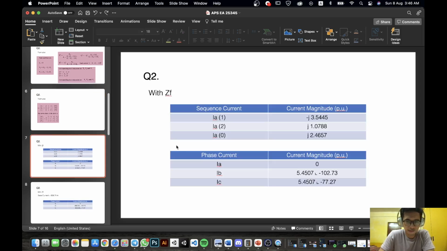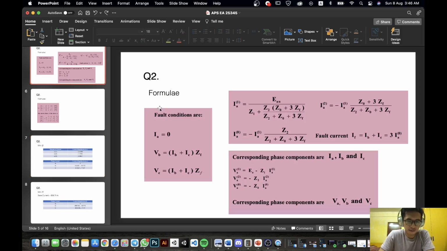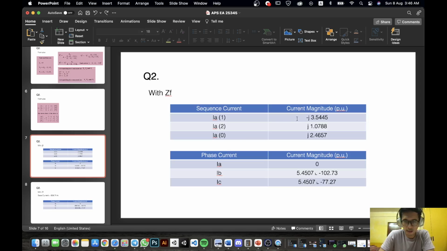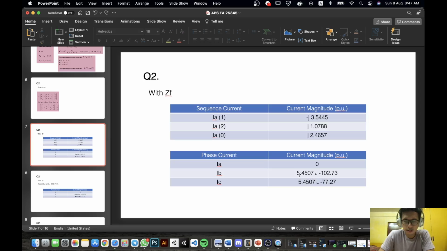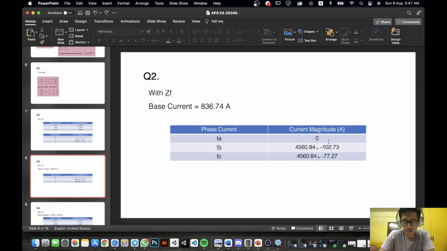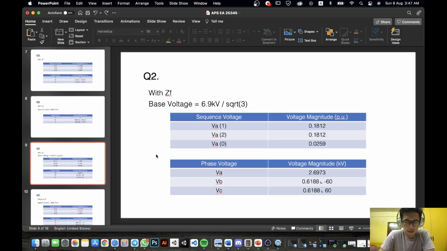With ZF, these are the values that we got, and I equals 0, which validates this formula. Basically we just add up all these magnitudes in PU, and essentially we got 0. These values are not the final ones, so we need to calculate using the base current by multiplying it, and then we can get the real current in amperes. Then we continue our calculation with voltage.